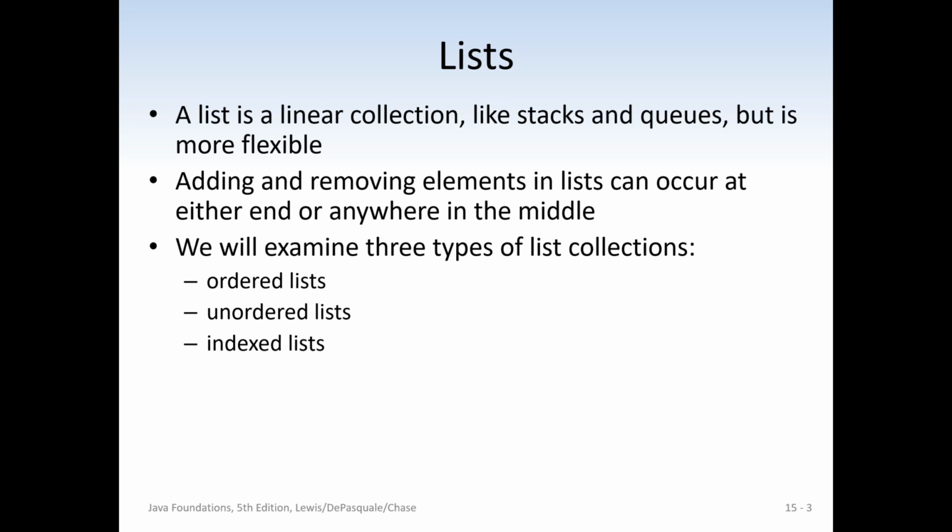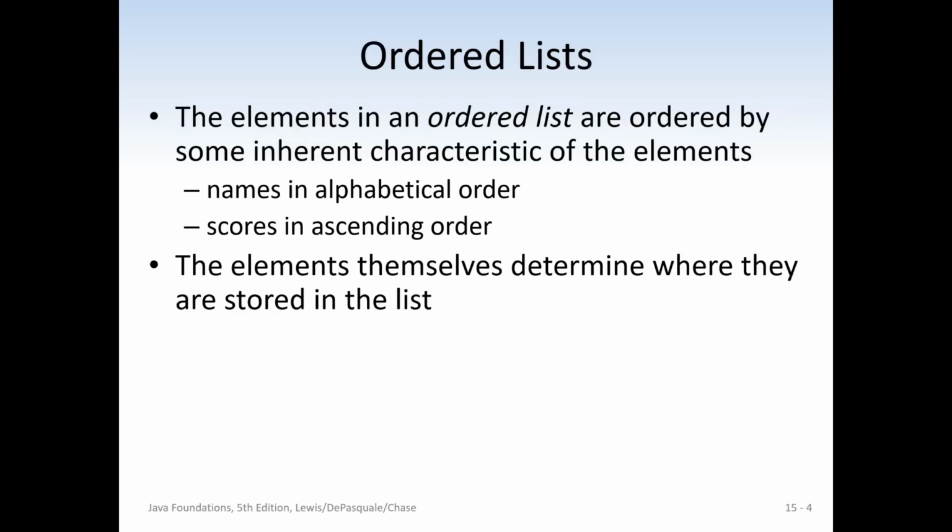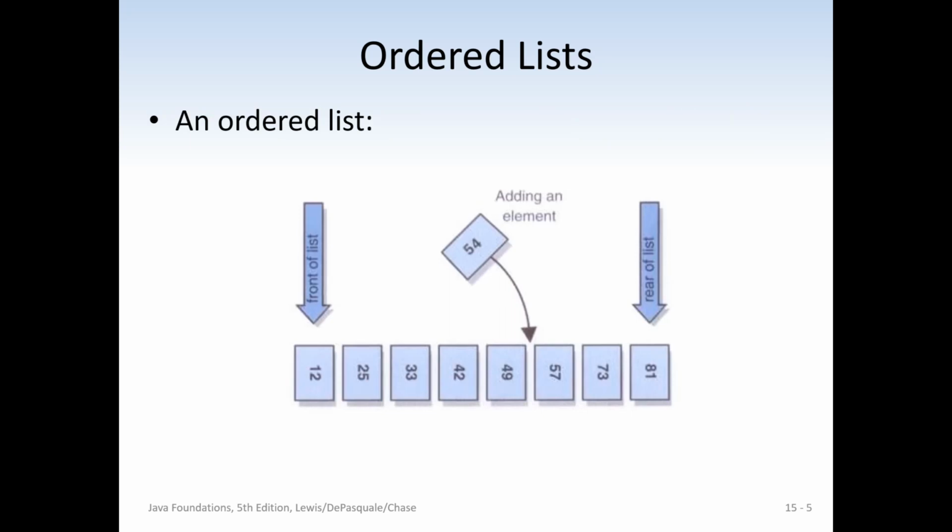So let's look at three different types. We're going to look at ordered lists, unordered lists, and indexed lists. The elements in an ordered list are ordered by some inherent characteristic of the elements. For example, the names, the scores, the employee number. There's something that you're using to order the list. So the elements themselves determine where they're stored in the list. So here's an ordered list. And you see we have the front, we have the back, and we're going to insert this 54 in the middle.